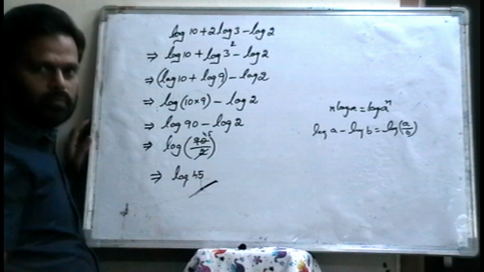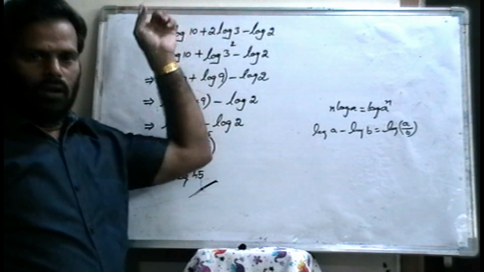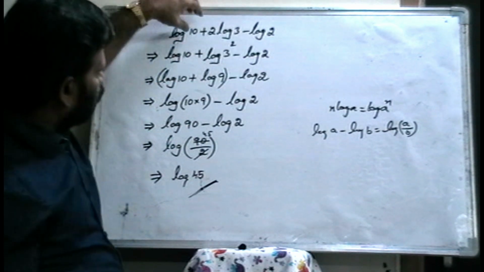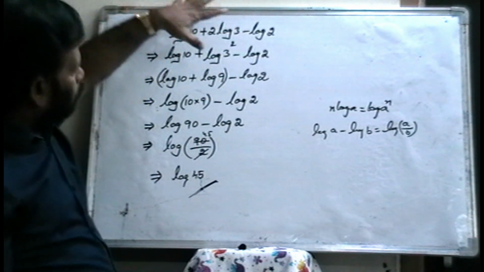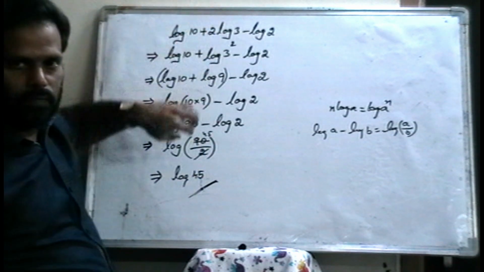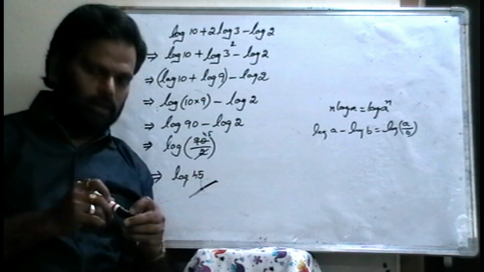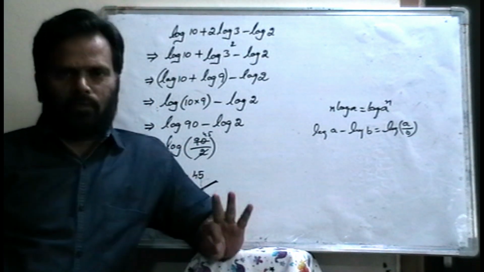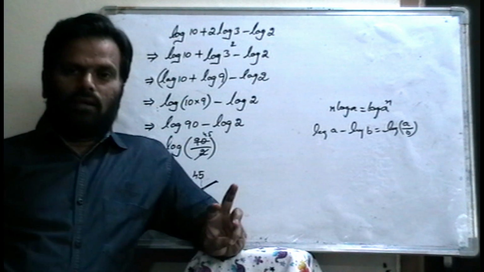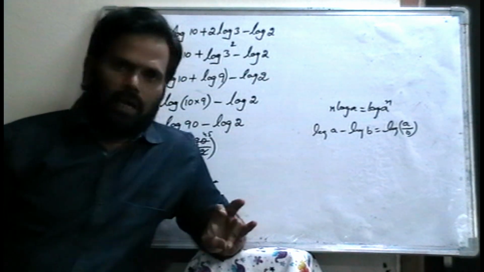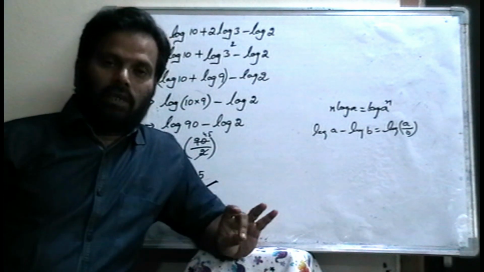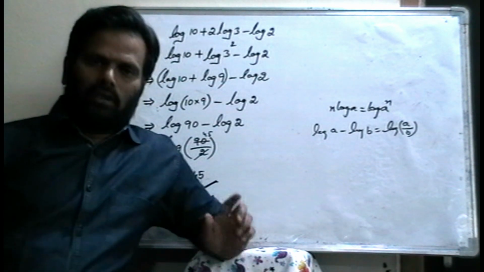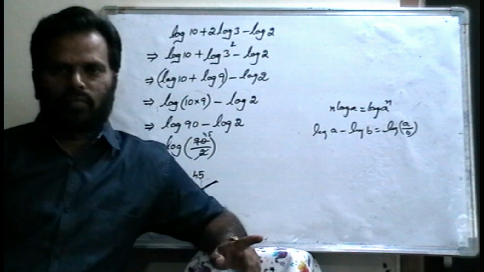So now it is a single logarithm. Actually it is given 3 terms, log 10 plus 2 log 3 minus log 2. Now these 3 logarithms are changed into a single logarithm, log 45, right? So these are the main formulas the simple logarithms chapter depends on. One is log AB, log A plus log B. Second one is log A by B, log A minus log B. And third one is n log A is equal to log A to the power of n. Otherwise log A to the power of n is equal to n log A. Right? Thank you.